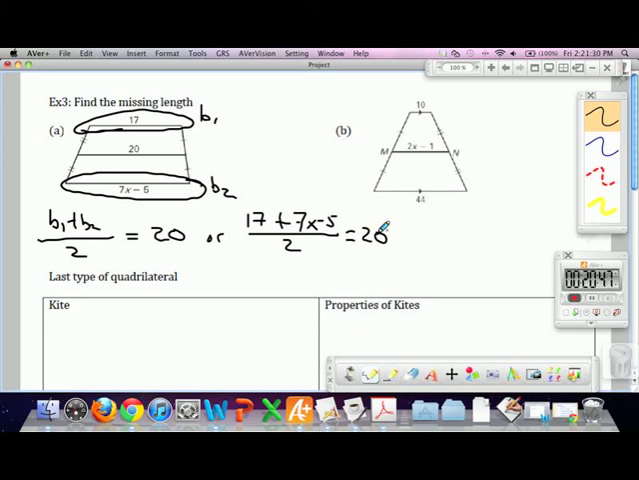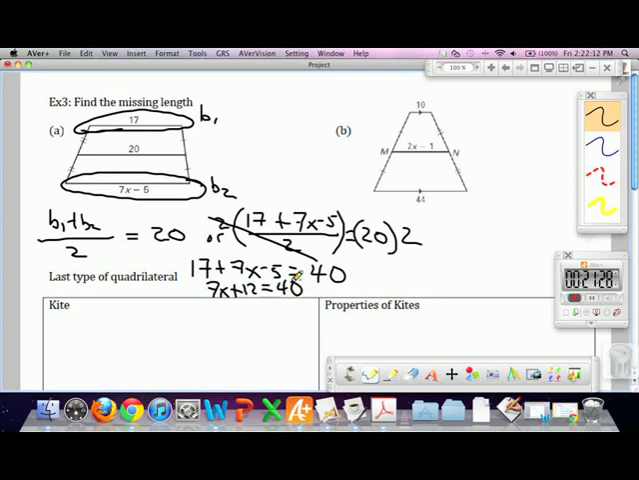Let's think algebra here. What might be a really great idea to do to make life easier before we do anything else? Get rid of the fraction. What should you do to get rid of that fraction? Yeah, let's multiply both sides by 2. If we do that, we can cancel that denominator. And now we get a nice little couple step equation here. 17 plus 7x minus 5 is equal to 40. And now you can solve this equation. 7x plus 12 is 40. 7x is 28. X has got to be 4.